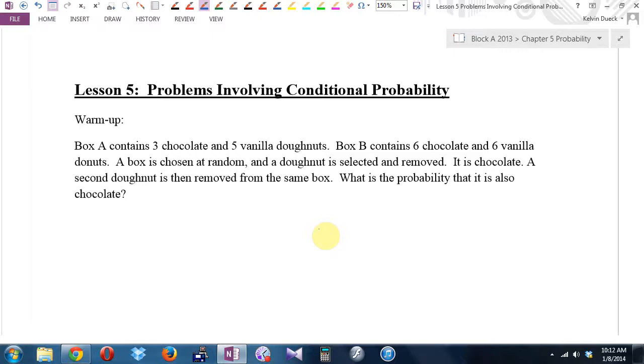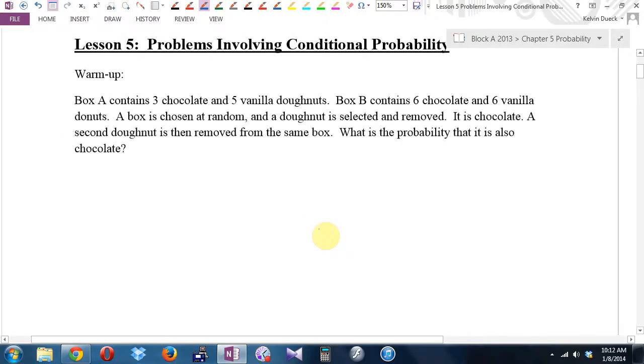How many boxes? 2. Probably a job for a tree. And I think there are 3 things going on here. Choose a box, that's going to be 1 level of my tree. Choose the first donut, that's the 2nd level of my tree. Choose the 2nd donut, that's the 3rd level of my tree. I hopefully left you lots of room. We're going to do a nice big tree. It's going to go like this.